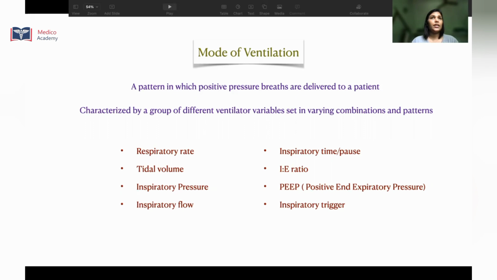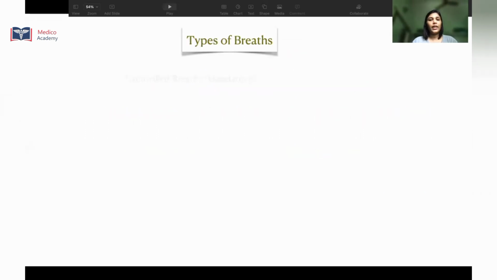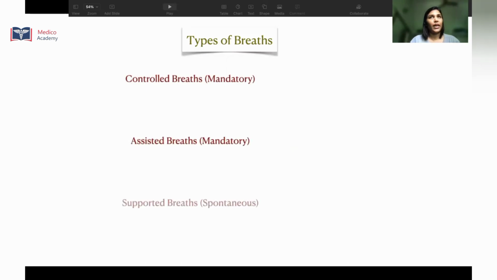So as we said, since a mode is a pattern in which positive pressure breaths are delivered to the patient, we should have an idea what are the different kinds of breaths that can be delivered to a patient. There are three different kinds of breaths when it comes to mechanical ventilation. They are controlled breaths and assisted breaths, which are mandatory breaths delivered by the ventilator. And the third kind is called the supported breaths. Usually, they are the spontaneous breaths that are supported by the ventilator.